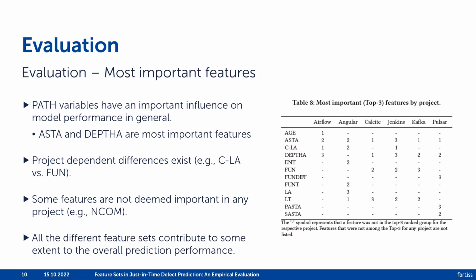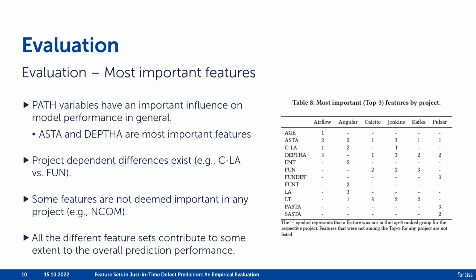We use the feature importance of the random forest models in the cross-validation for that. And the table on the right shows the results of this analysis with the top 3 most important features per project. We can see that the path variables have an important influence on the model performance in general. The added nodes to the abstract syntax tree and the depth of these nodes are the most important features.